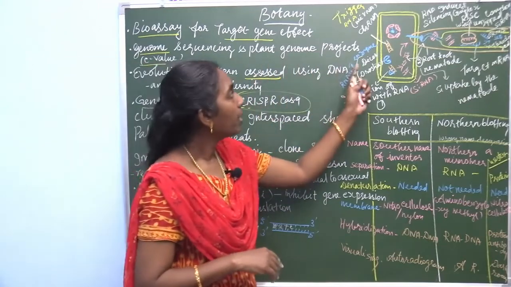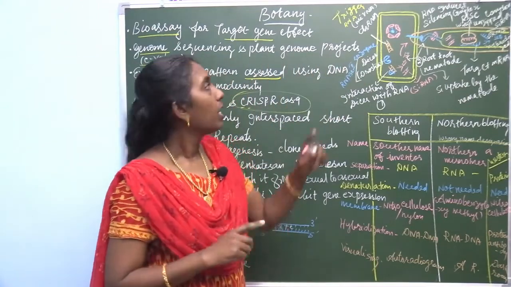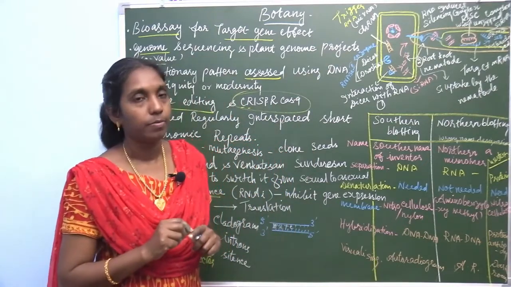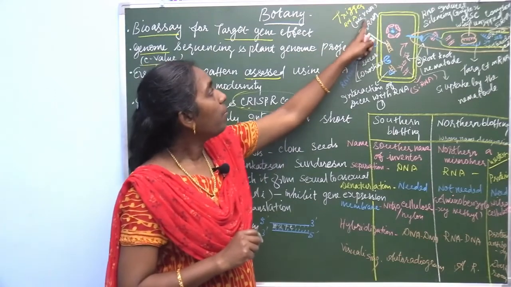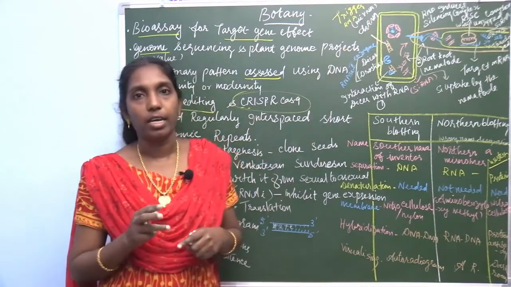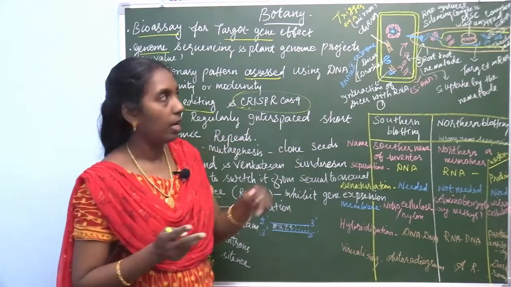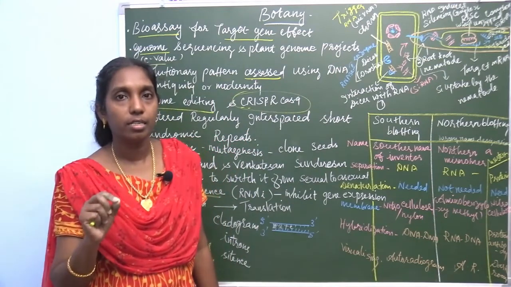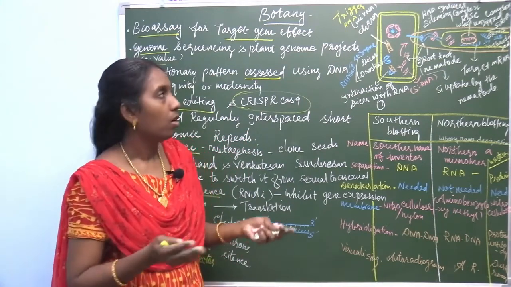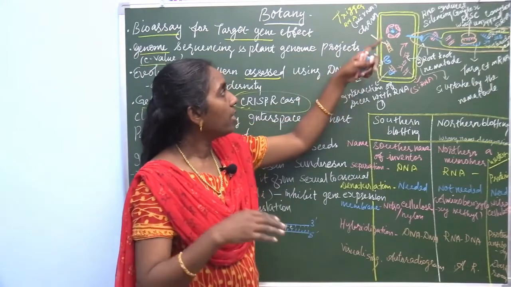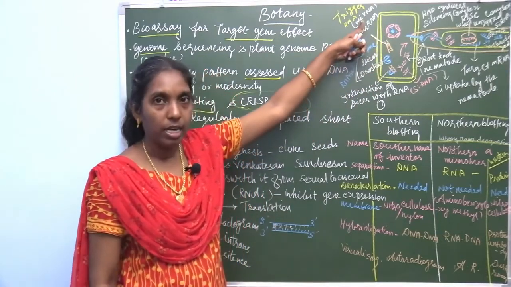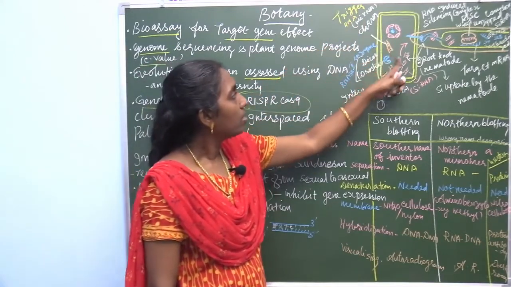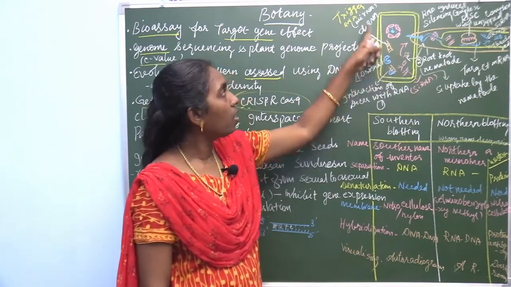Look at this diagram. In the first step, there is a trigger RNA, which can trigger the process: dsRNA or miRNA. ds is double stranded RNA, and mi means microRNA. This RNA, either dsRNA or miRNA, is what gets triggered.